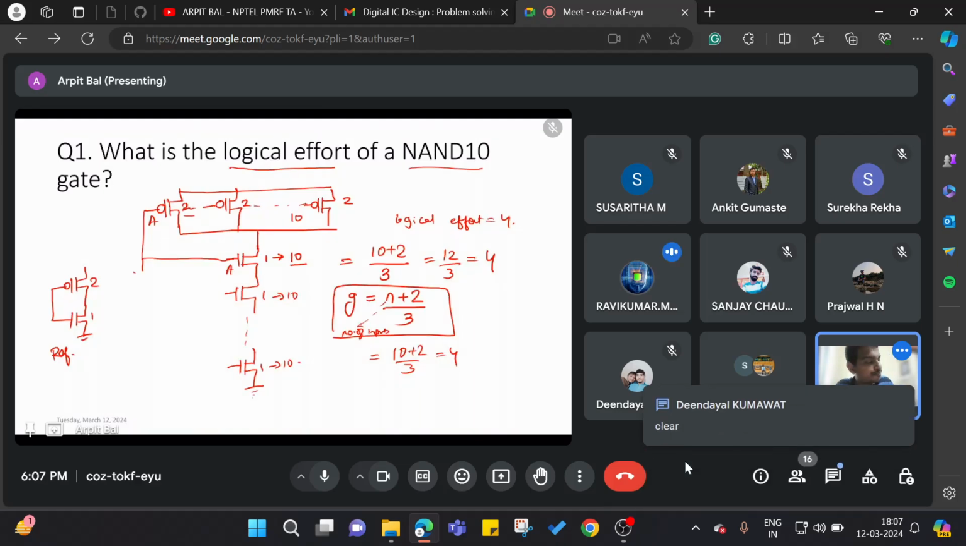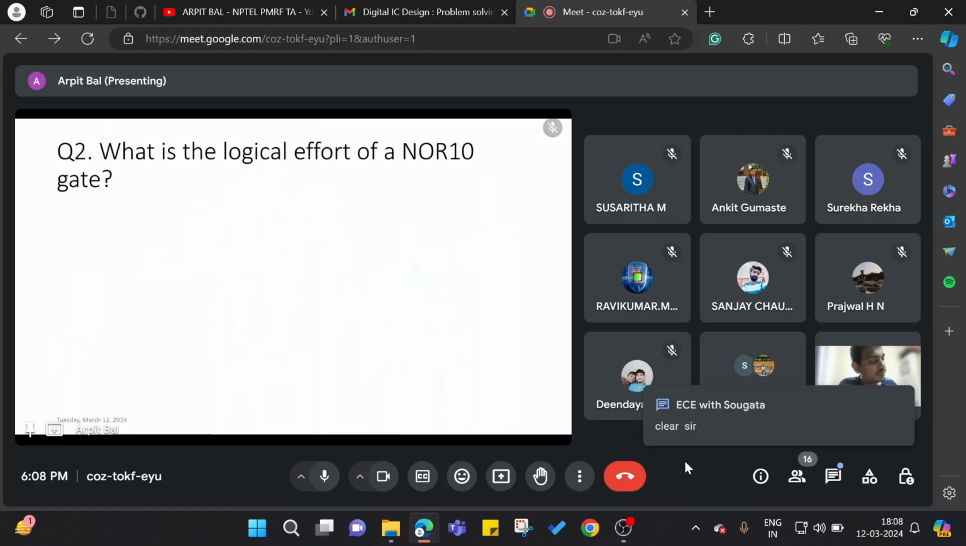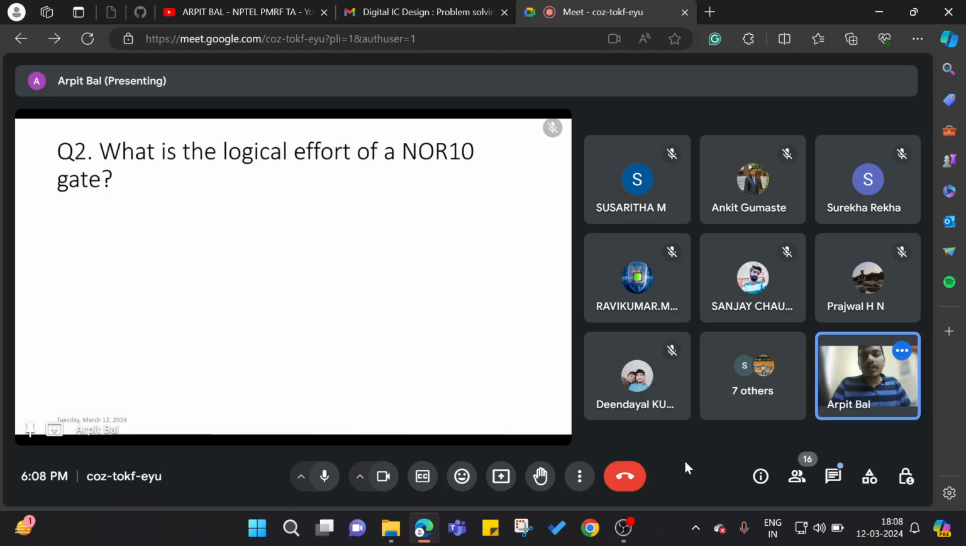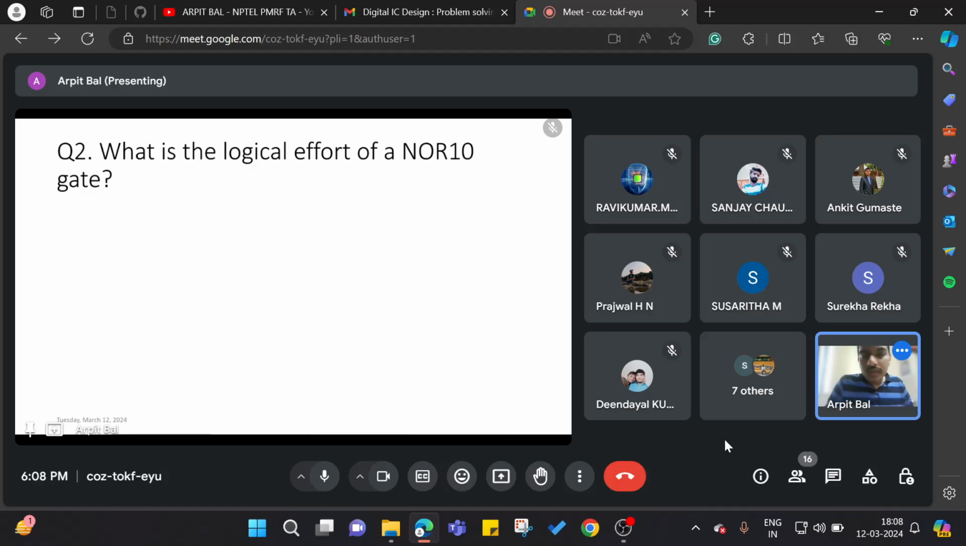Clear. Okay, suppose when we add 12, it means just N is equal to 12. Okay, so there is one message. Okay, so just like we did for NAND, let's do the same thing for the NOR gate.